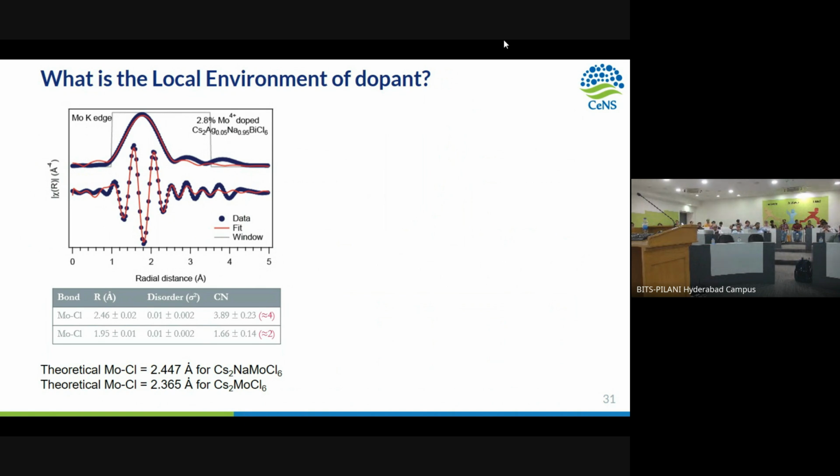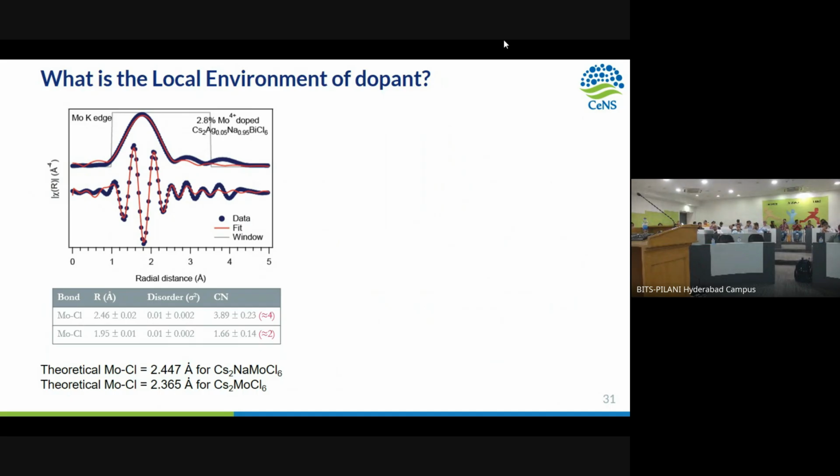The theoretical Mo-Cl bond length value is 2.45 Angstrom, in the compound Cs2MoCl6. And if we consider another vacancy ordered perovskite, there the bond length is supposed to be 2.36 Angstrom.